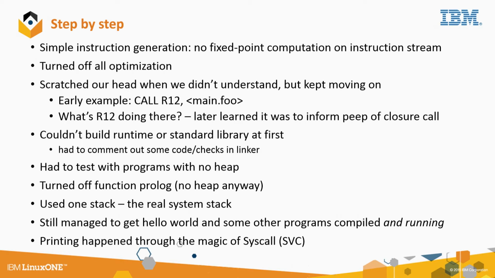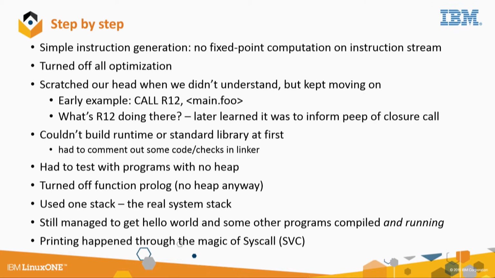So we did some very simple instruction generation. Often in compilers, when you generate instructions, you have to do a fixed point over the generation step. But we simplified that by always using full 32-bit address offsets. We turned off all optimization. We tried to figure things out.